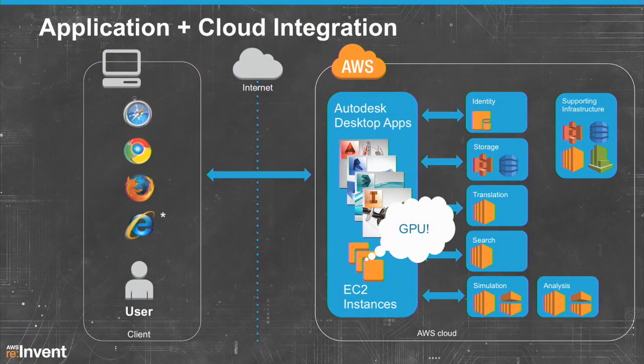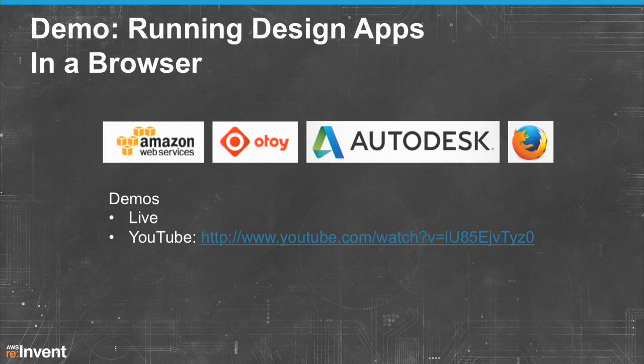Obviously, this doesn't mean the complete abolishment of the desktop apps, but if you want to use your desktop app from a remote location instead of trying to learn some brand new web app that was developed, then there you have it. And with that, I will try to show a demo of our new Autodesk AWS instances, which is a preview that's running our applications.